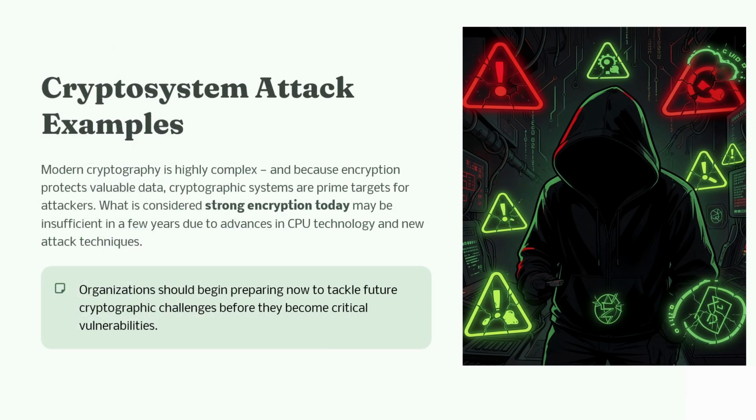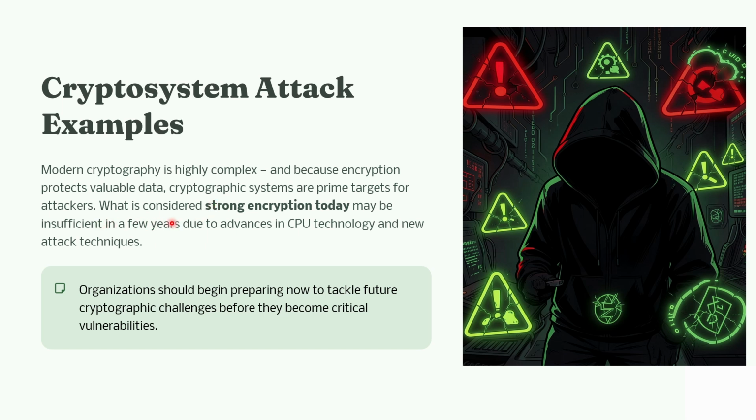So far we have seen what a cryptosystem is, what the components of the cryptosystem are, and how the cryptosystem works. Now we can look at a cryptosystem attack example. Modern cryptography is highly complex, and because encryption protects valuable data, cryptographic systems are prime targets for attackers.